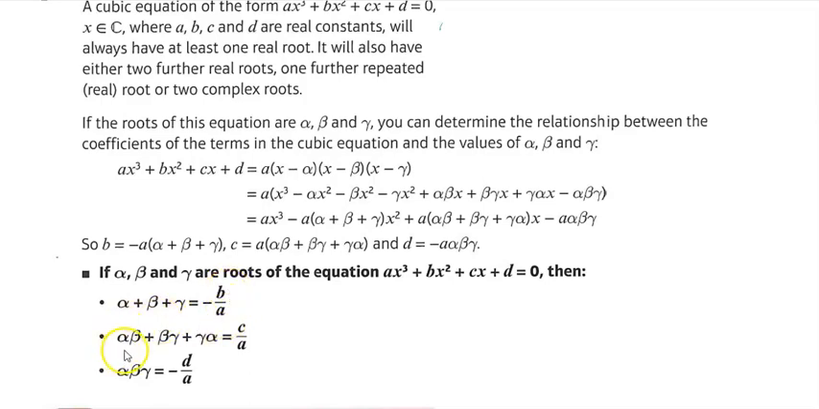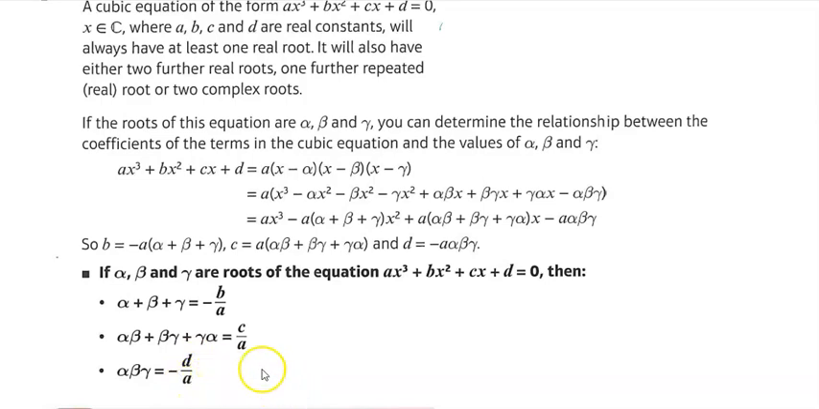Now this is a bit different. This is the sum of the products of the pairs. So alpha beta would be one pair, beta gamma would be another product, and the other product you're left with is gamma alpha, and that is equal to c over a. And the last one is alpha beta gamma, the product of all three, which is equal to minus d over a.